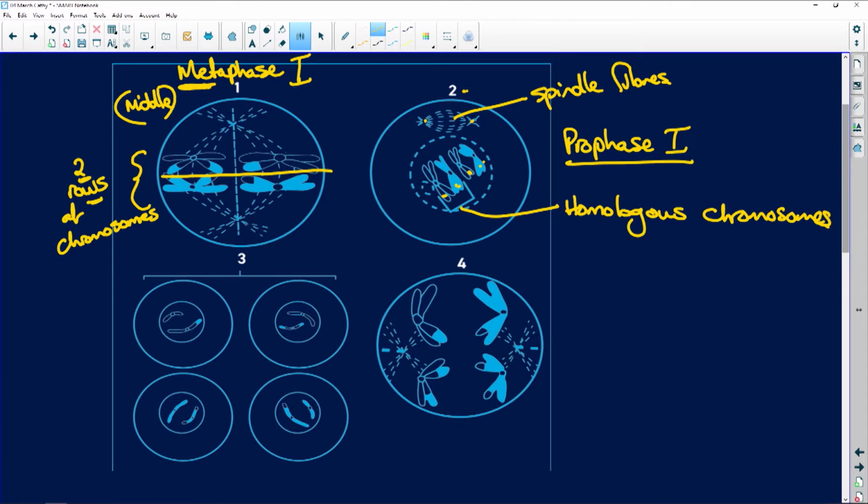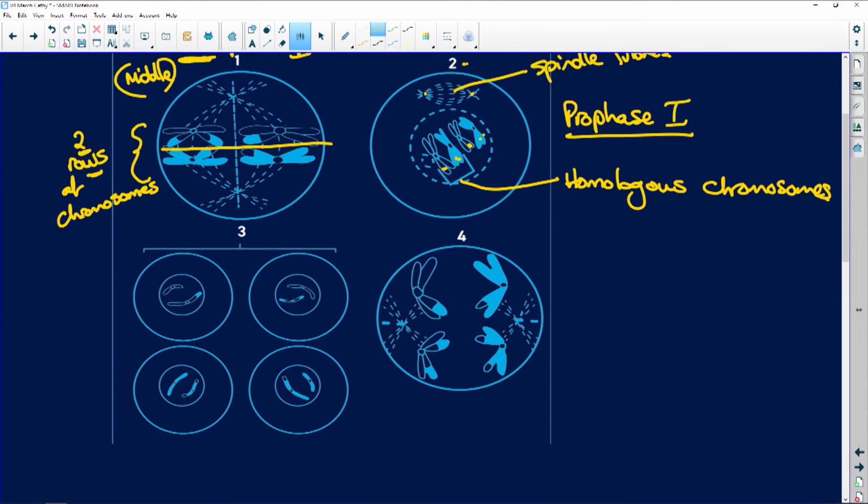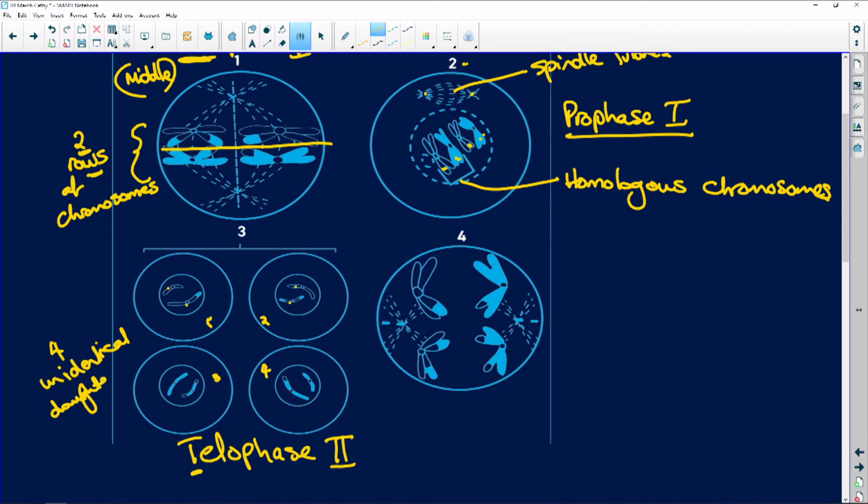Then if we look at number 3, here we're sitting with just our single strands of chromosomes here, and that means that it is telophase. Okay, telo for terminal, telophase, the end phase, telophase 2. Another clue is that there are 1, 2, 3, 4 unidentical daughter cells. At the end of telophase 1, we only have 2 unidentical daughter cells.